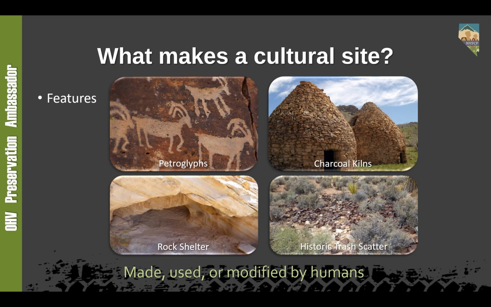There are also objects called features, and those are also made, used, or modified by humans, but they're not portable. So things like petroglyphs and pictographs are also known as rock art. Charcoal kilns and mining buildings and equipment, rock shelters and historic trash scatters, and many more things.